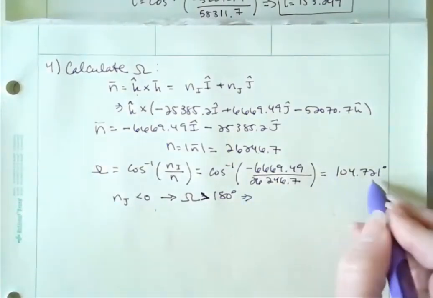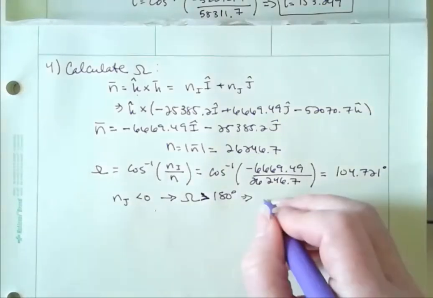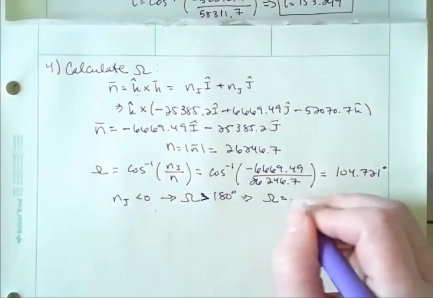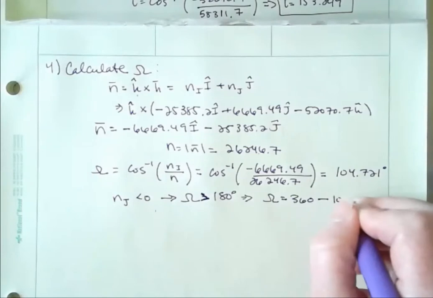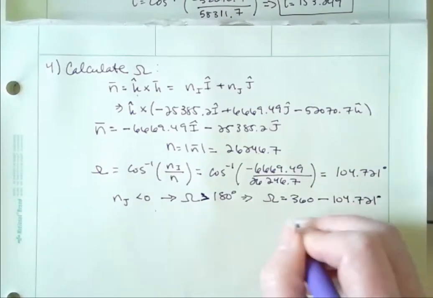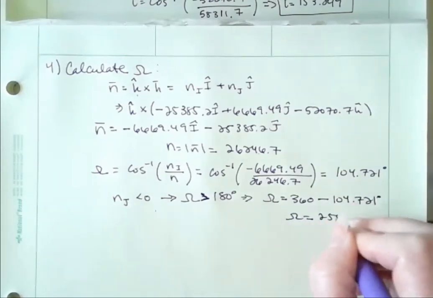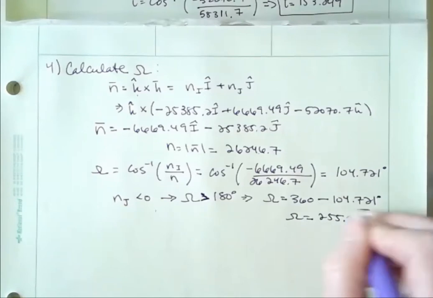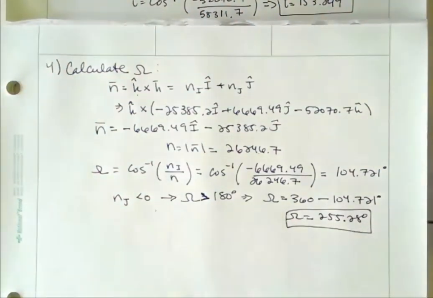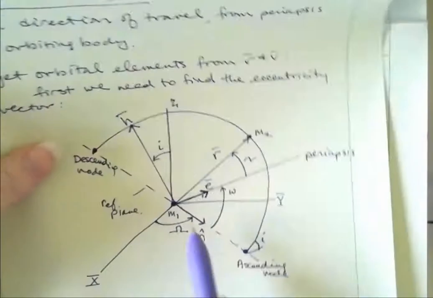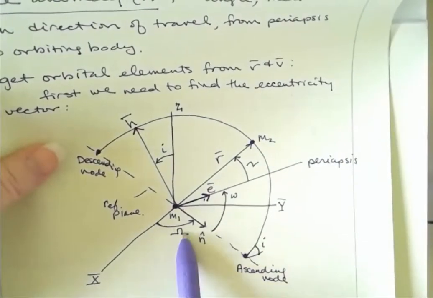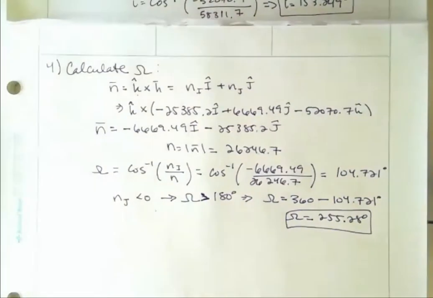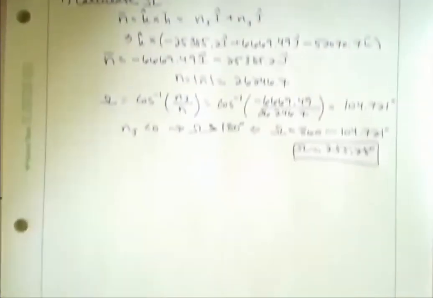So that means we need to get this angle changed over. So we're going to say capital omega is equal to 360 minus the 104.721. And then this will give us our final value. So 255.28 degrees. All right, so that's your capital omega. And that was this angle right here, just as a reminder, okay? Okay, two more of these.